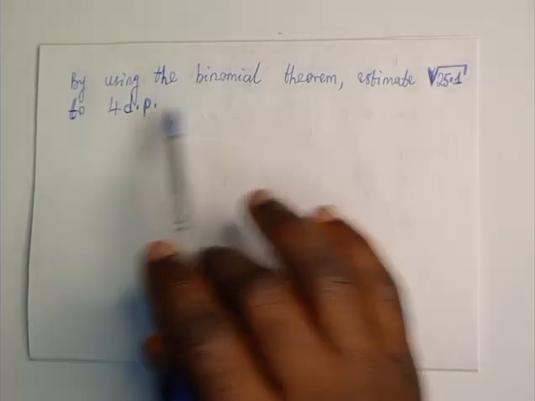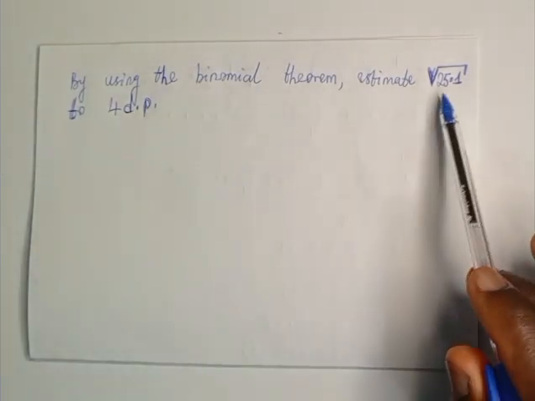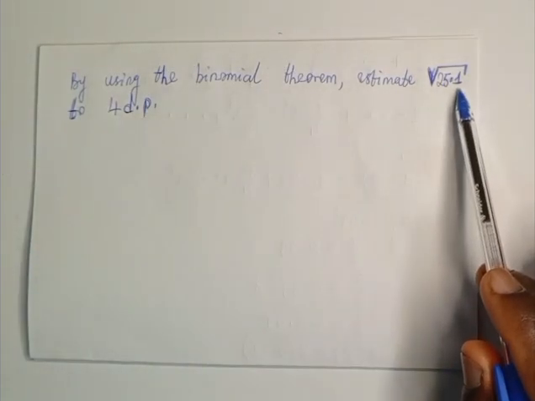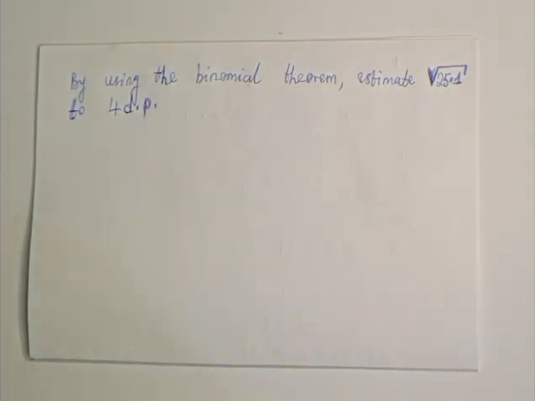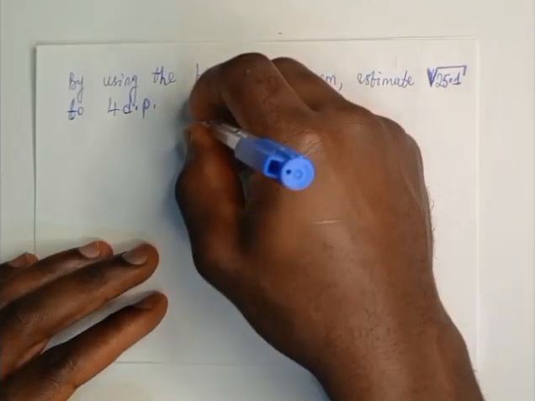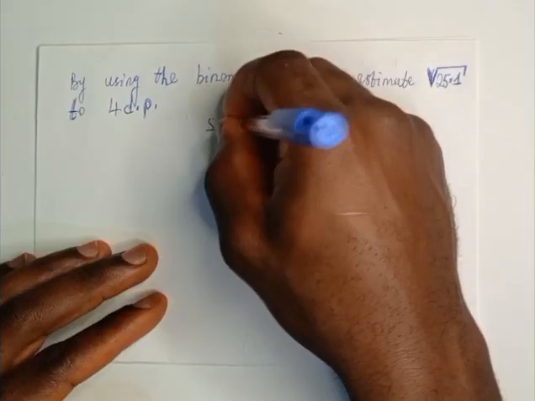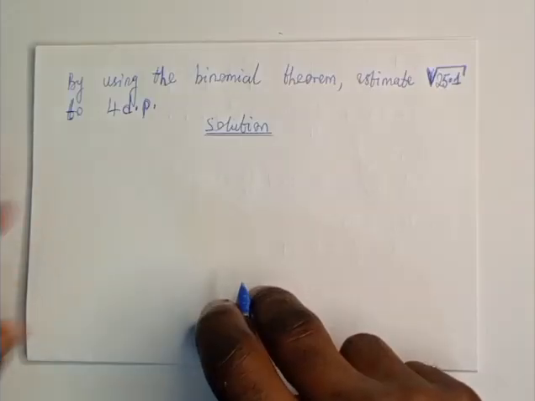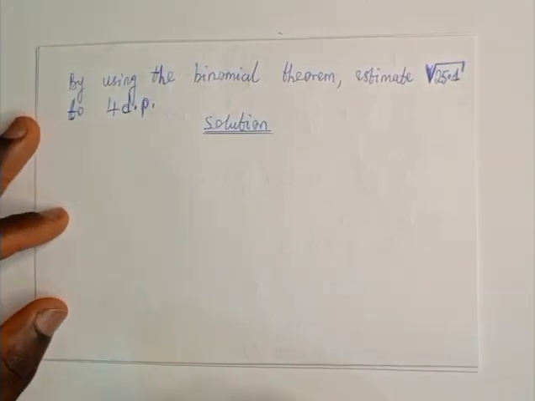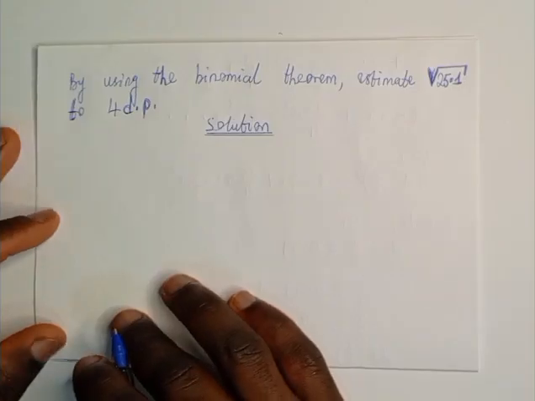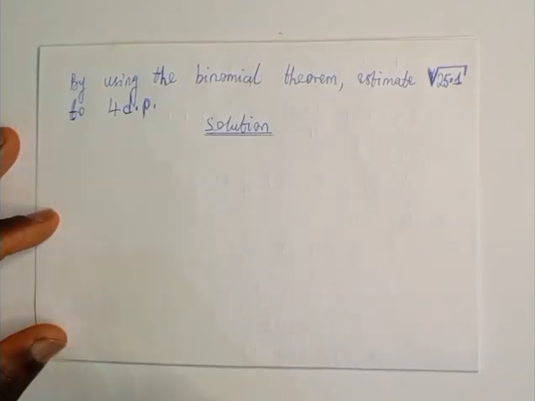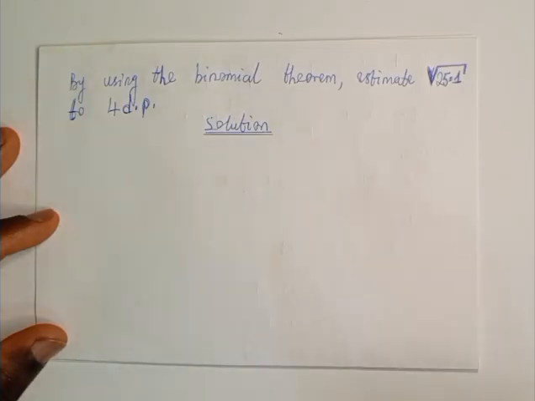By using the binomial theorem, estimate the square root of 25.1 to 4 decimal places. We take the solution. First, for us to answer this question, we are going to make use of the binomial theorem where rational powers are involved. That means the powers are fractions.